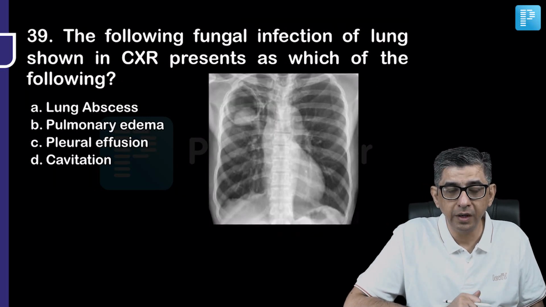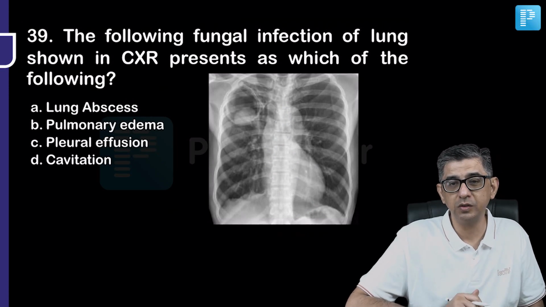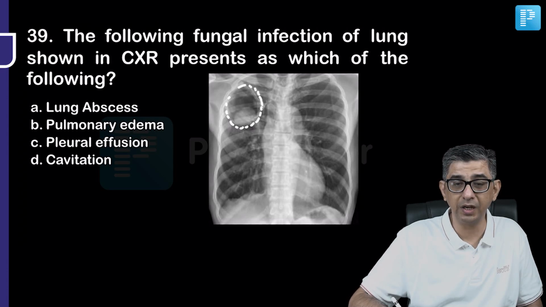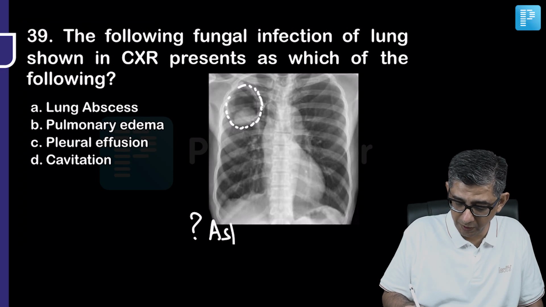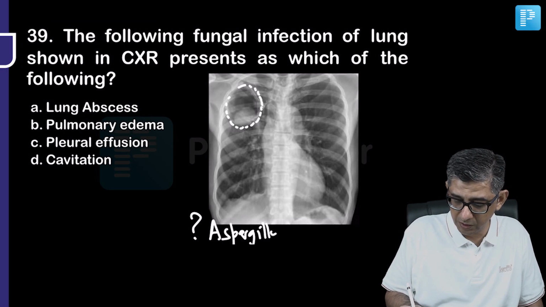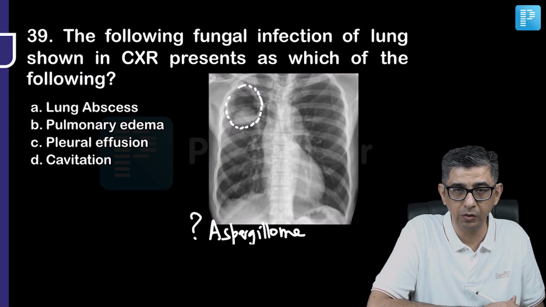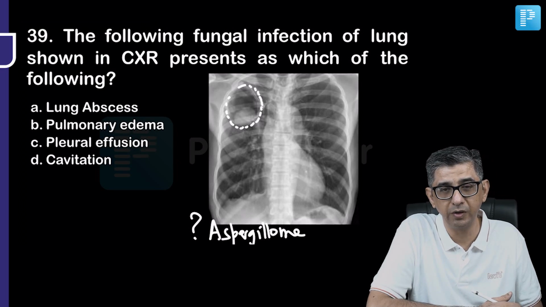Coming to question number 39, he says the following fungal infection of the lung shown in the chest X-ray presents as which of the following? There was a circumscribed shadow present, and that tells you there is a cavitation. I'm saying this could be a query aspergilloma, because there is a fungal ball growing in this person. Invasive aspergilloma can also contribute to angioinvasiveness, and he could have a life-threatening hemoptysis as well.